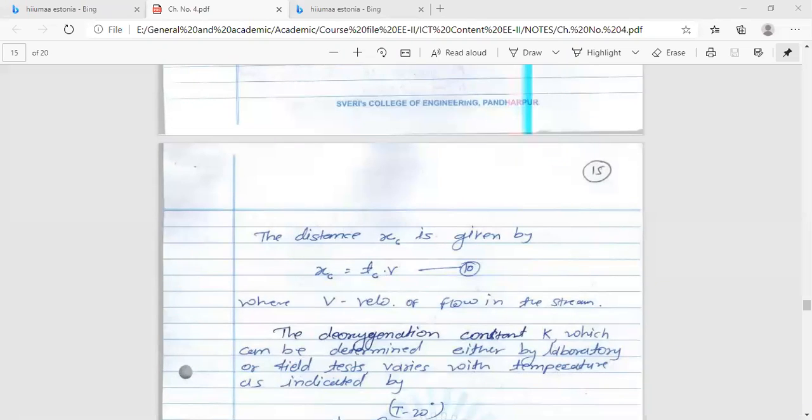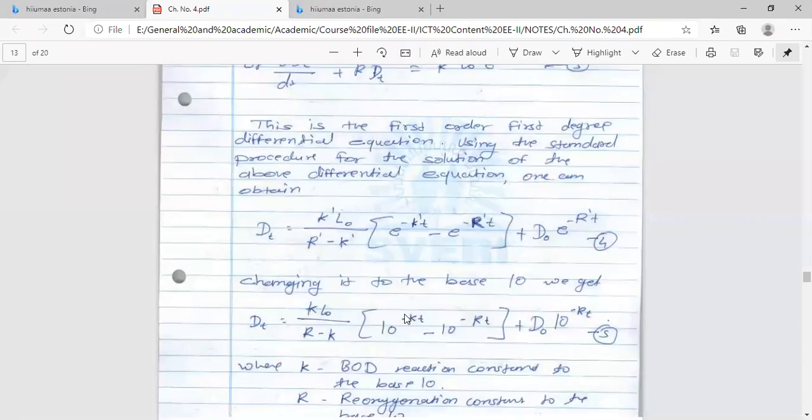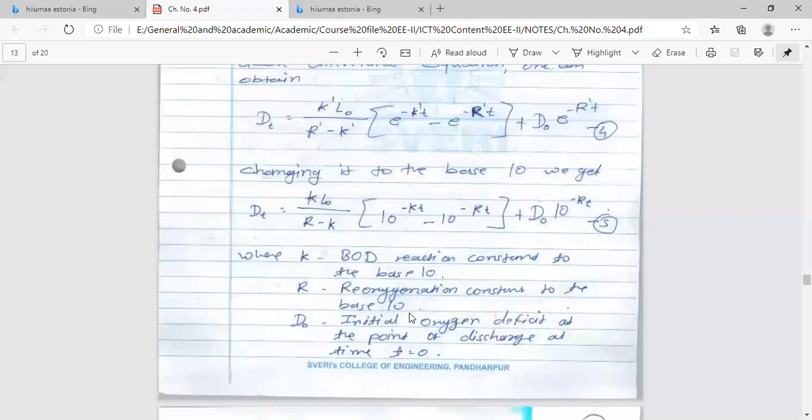What is displayed now? I think this formula is required, need to write. Yeah, this one. dt is equal to k into L naught upon R minus k into bracket 10 raised to minus k into t minus 10 raised to minus R into t plus d naught into 10 raised to minus R into t. So write down this formula and then write down the values. dt is equal to, t stands for 1 day. After 1 day, it is asked in the question.